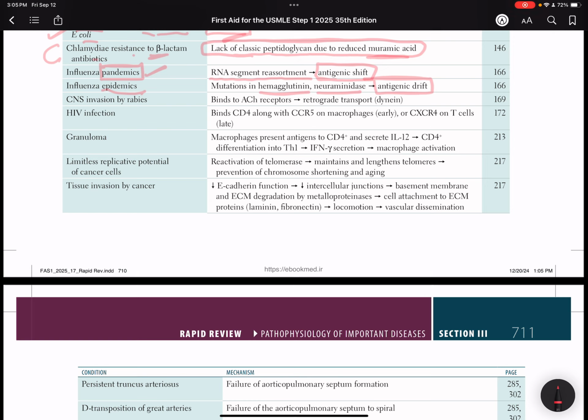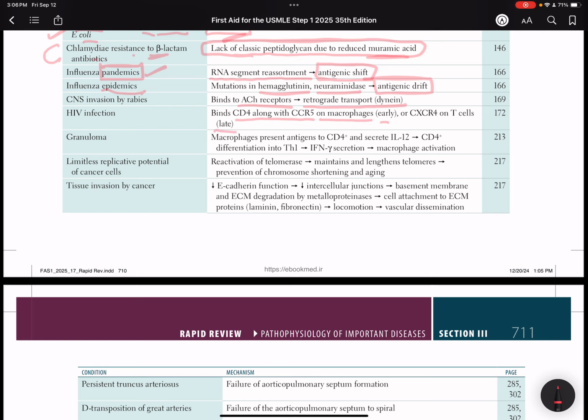Next condition is CNS invasion by rabies. Rabies binds to acetylcholine receptors, which leads to retrograde transport by dynein. Next condition is HIV infection. HIV binds CD4 along with CCR5 on macrophages early or CXCR4 on T cells late.